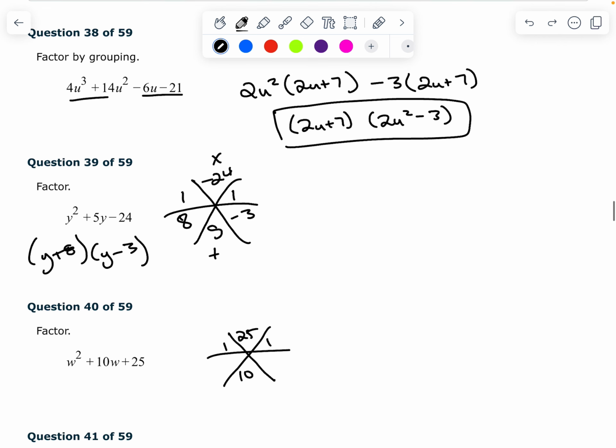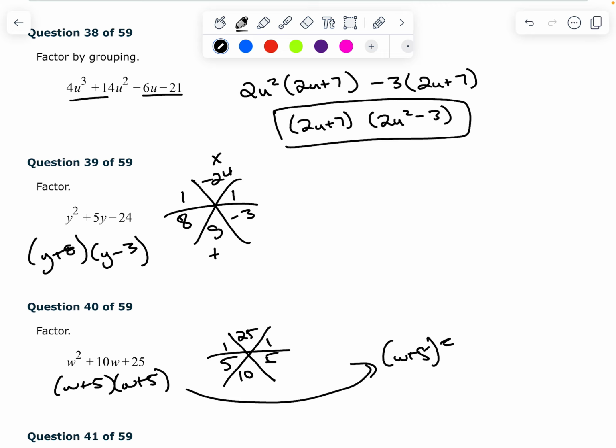I went on and set up the star here for you. You're trying to multiply to 25 and add to 10. Some easy numbers here are 5 and 5. So then my answers are w plus 5 and w plus 5. If you put that answer in, that's just perfectly fine. You could also write it as w plus 5 squared, because there's 2 of those same thing.